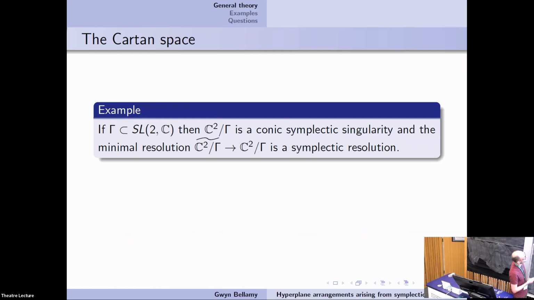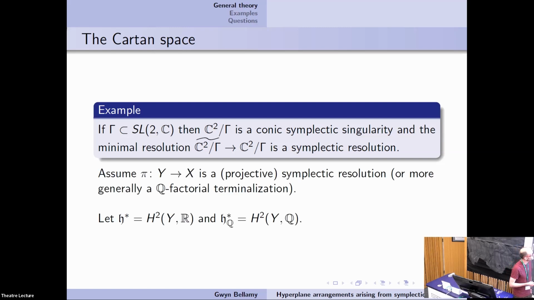Of course, here's the standard example. If I just take a Kleinian singularity, then this is a conic symplectic singularity, and the minimal resolution gives you a symplectic resolution in this case. And I'm going to assume throughout that there exists some symplectic resolution. They have to be projective, to be technical.